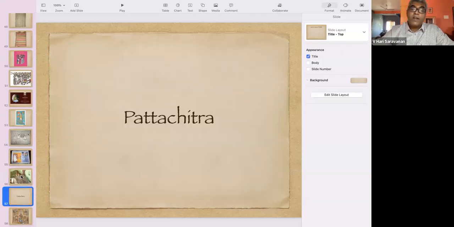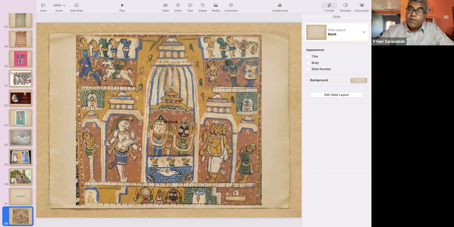So next art form, we'll go to Patachitra of Odisha. Patachitra of Odisha has got its origin with the Puri Sri Jagannath Temple. It is during the annual festival, after the idol of Lord Jagannath is given a ritual bath.